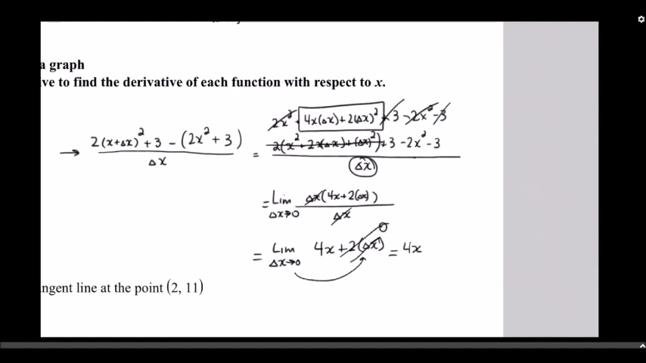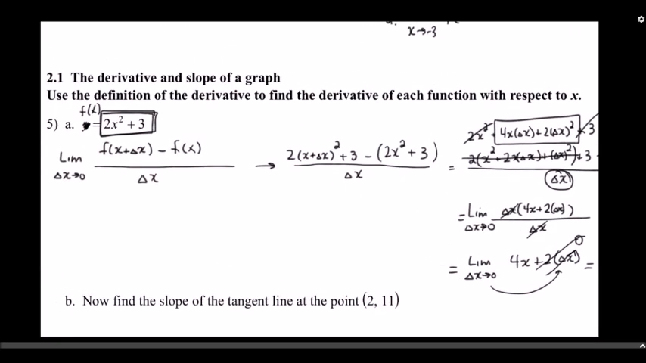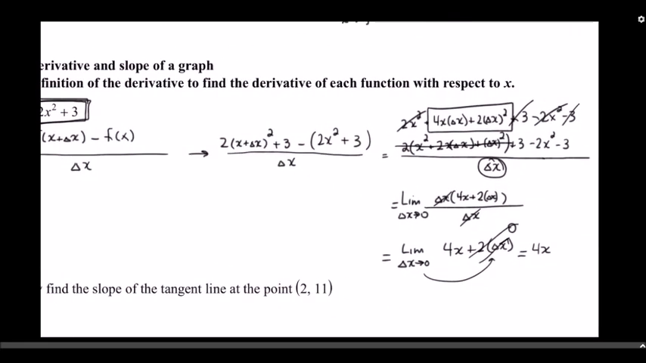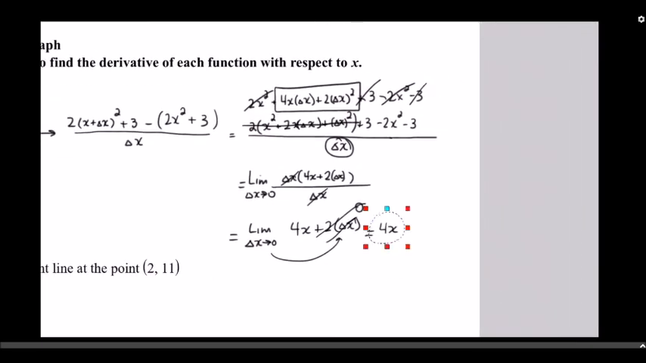So according to the definition of the derivative of our original function, which was up here, 2x squared plus 3, the derivative we have found here is 4x. Now remember, the derivative is nothing more than a function that's going to tell you the slope of the tangent line at a particular x value.